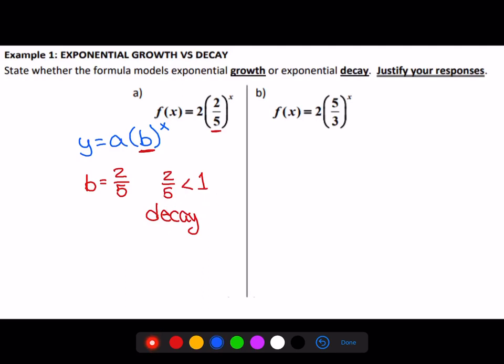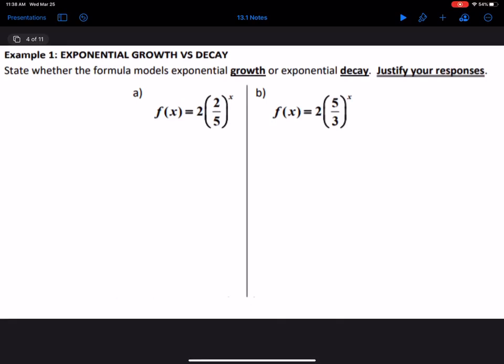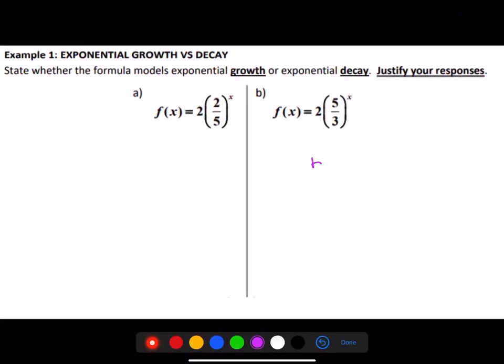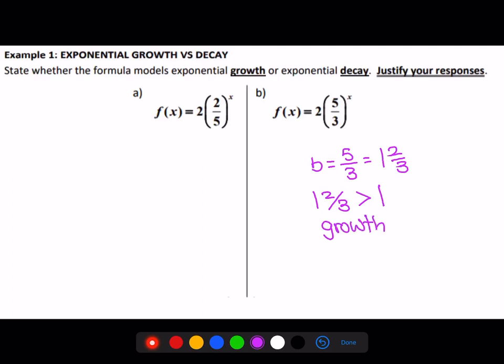All right, number 2. Again, we look for our B value to get started. In this case, it's 5/3. It's whatever number is being raised to the exponent. So B is equal to 5/3. Now I know 5/3, if I change that to a mixed number, B is equal to 5/3, that will give me 1 and 2/3. Now I know 1 and 2/3 is greater than 1, so this would be a growth function. Again, I have my explanation, my justification, and I also stated whether it's growth or decay.